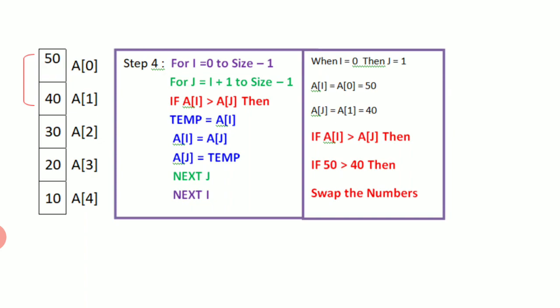I have started with one for loop where I value is 0. Then in the second step, which is highlighted in green color, for j equal to I plus 1, that means for sorting we are going to use 2 looping statements, and this is nesting of looping statements.